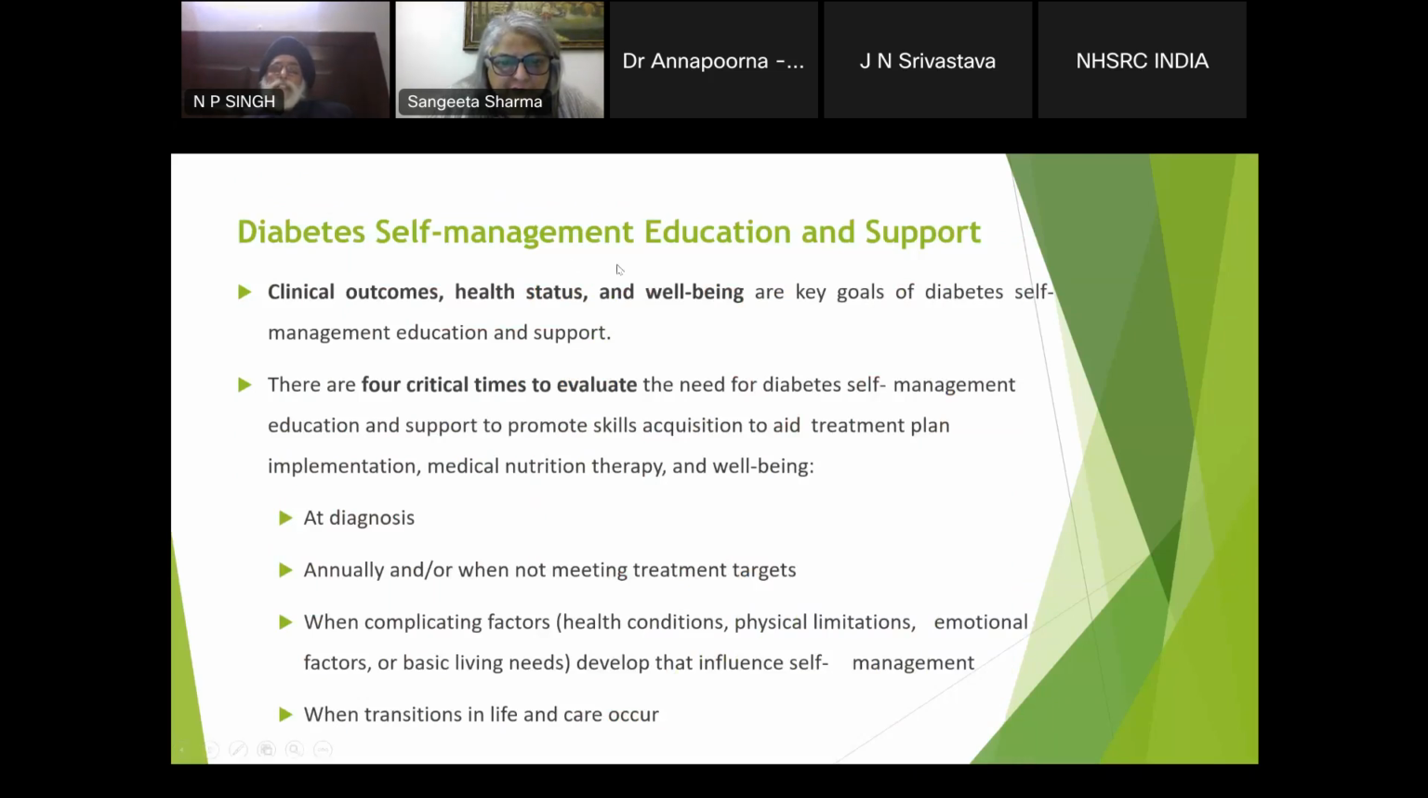So self-management is extremely important. So our role is not only to prescribe medication, but also to educate our patients about self-management programs and support. Because all these are very important goals for diabetes management, we should critically spend more time with our subjects at least 4 times during diabetes management. One is at diagnosis, when the person is not meeting the treatment targets, when complicating factors are there, or when transition in life and care occurs. So we need to understand that many of our patients are now on long-term follow-up with us. We are family physicians, so we need to give them some longer time, especially in these 4 times.